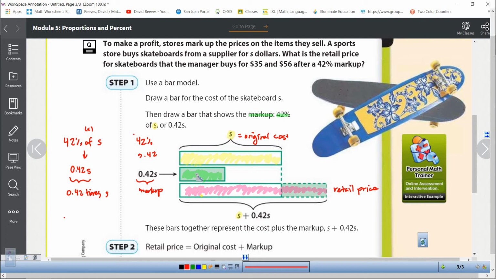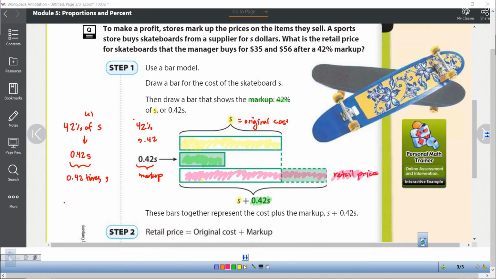They paid S for it. They added 0.42S to it, right? So what do we have? We have the original cost plus the markup gives us the retail price. So the entire bar here, the original cost, we add to it, we put those two together to get the retail price. As you can see right here, it tells us the retail price is equal to the original cost plus the markup.